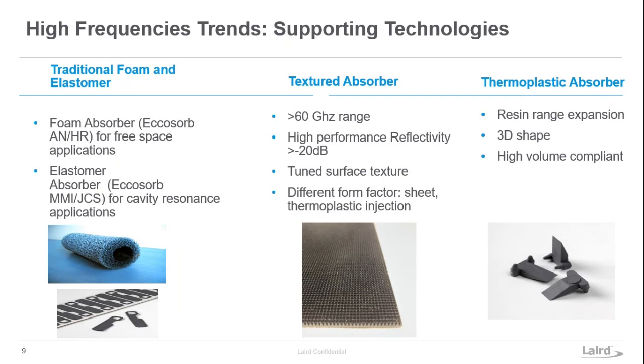What's coming next in this high frequency absorber is the textured absorber. As you can imagine, on some safety and security related applications like the automotive sensors and the 3D imaging scanners, performance and reliability is key. So we have been working on developing a concept of textured absorber to tune this high frequency from 60 gigahertz to 90 gigahertz with high performance in reflectivity. Above 20 dB, typical would be around 25. This technology will be available in different form factors. That could be sheets, but that will be also available through a thermoplastic injection with 3D, complex 3D shapes.